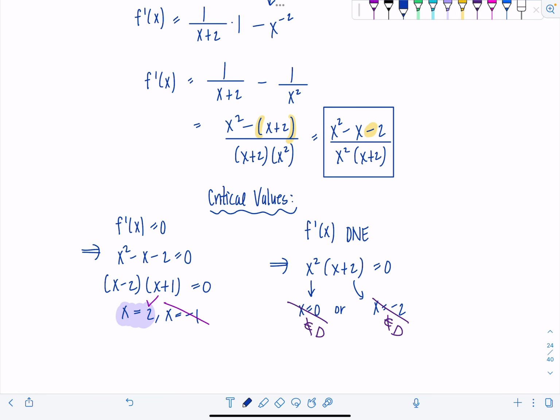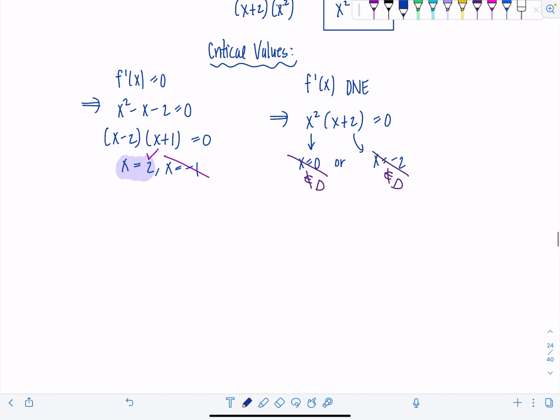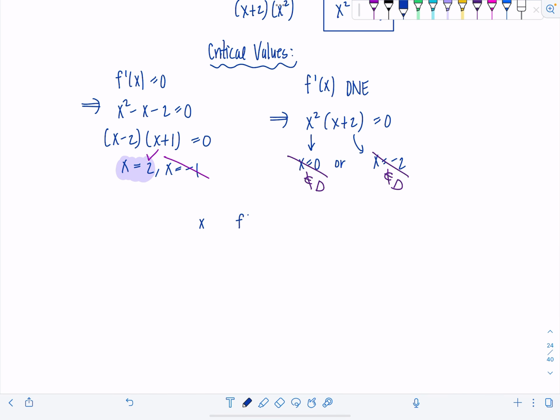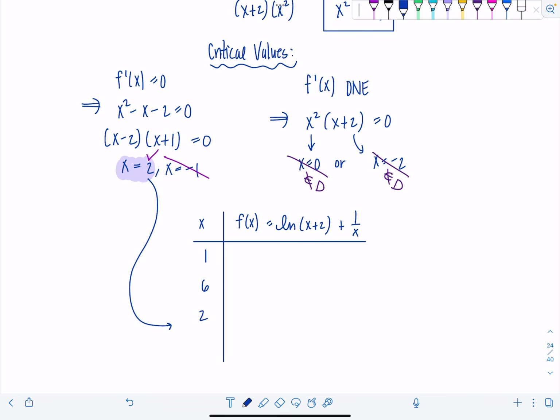It's table time. X, f of x. Let me put it beneath here. And I'll just remind you, f of x was ln of x plus 2 plus 1 over x. And the interval was from 1 to 6. So you list those, and then I'm going to add to that whatever critical values I find that are within the interval and see what the function values are. The original, not the derivative, the function values.